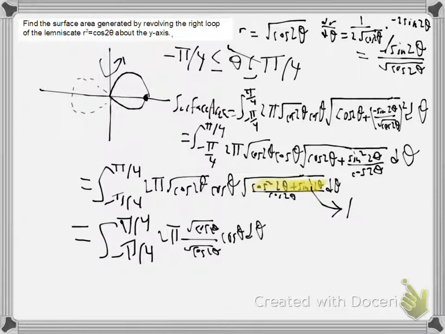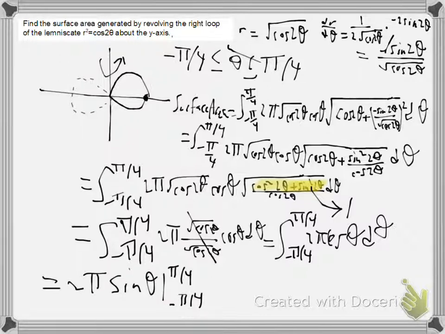Rewriting the integral, we can now say the integral is from negative pi over 4 to pi over 4 of 2 pi times the square root of cosine 2 theta over the square root of cosine 2 theta times cosine theta d theta. The square root cosine 2 thetas cancel. We are now left with the integral from negative pi over 4 to pi over 4 of cosine of theta d theta.